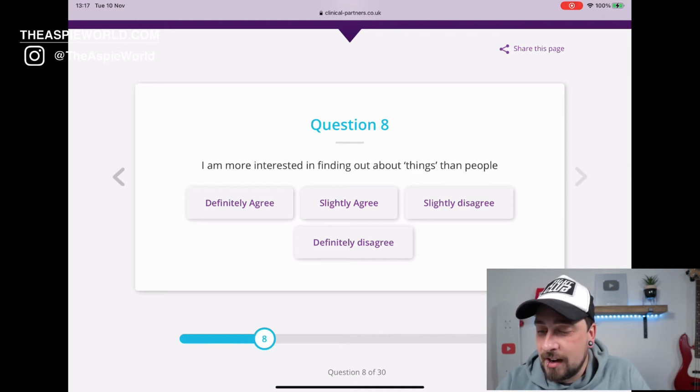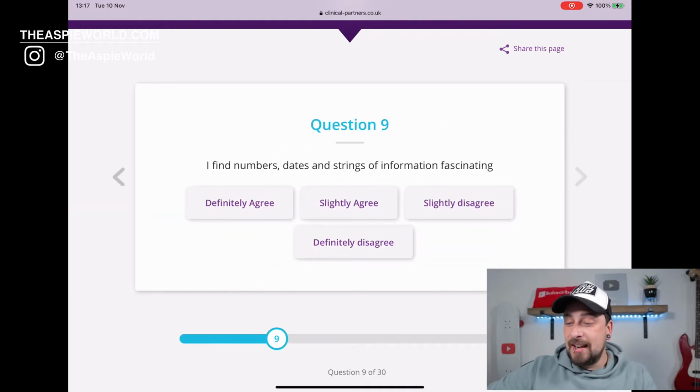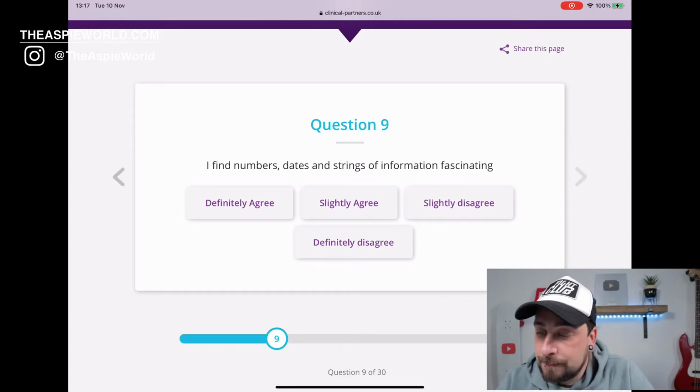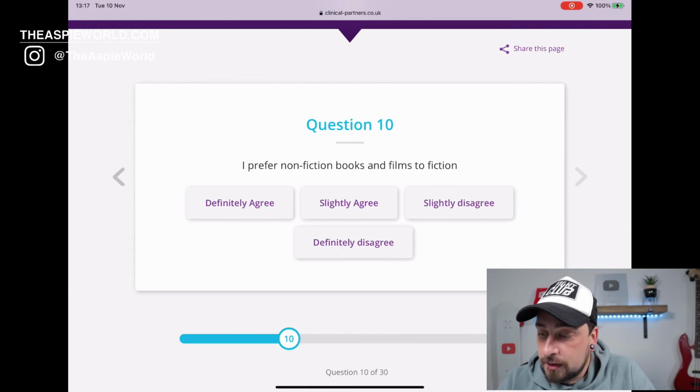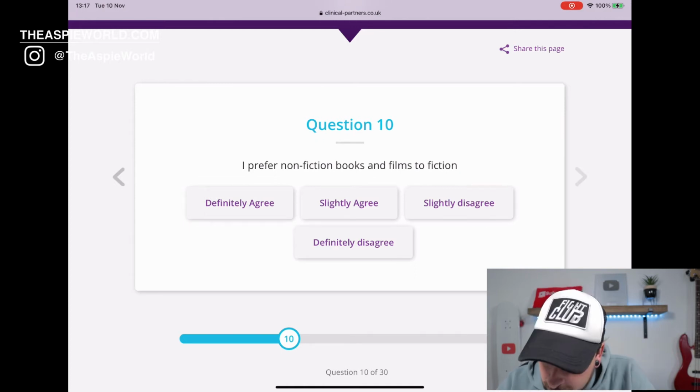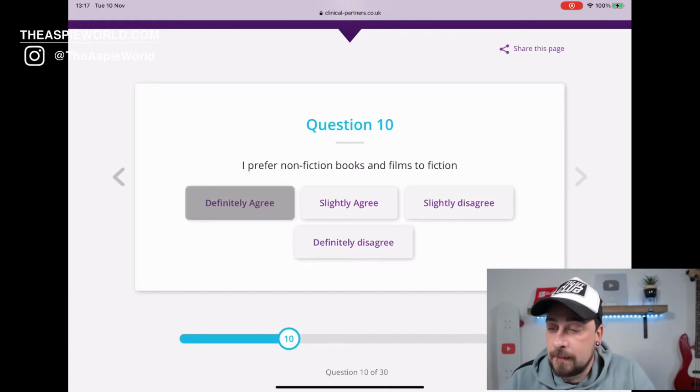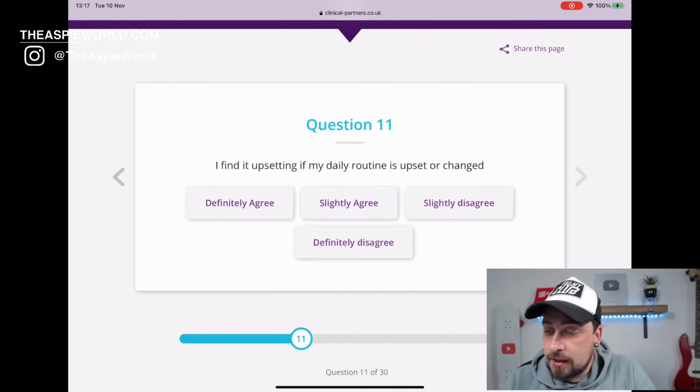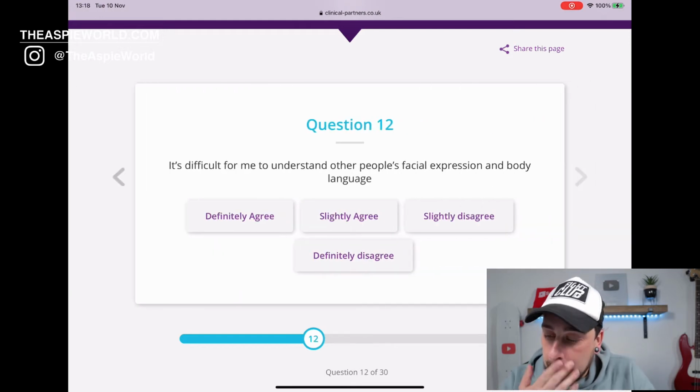Oh, definitely agree. I find numbers and dates and strings of information fascinating. I do, actually. I prefer non-fiction books and films to fiction. I do like real life things, yeah. I find it upsetting if my daily routine is upset. Yeah, definitely. I can definitely agree to these. Oh my goodness, we're already halfway through.